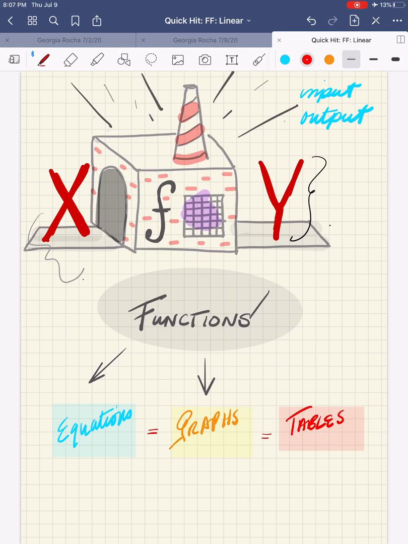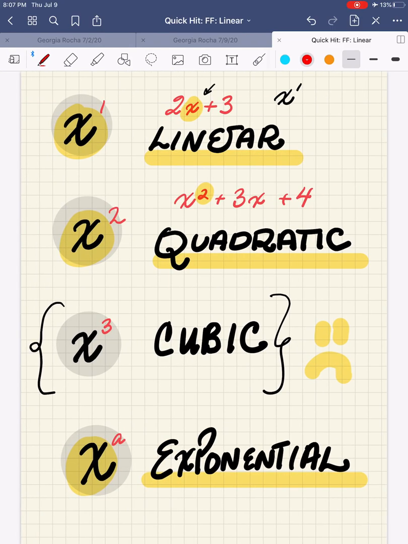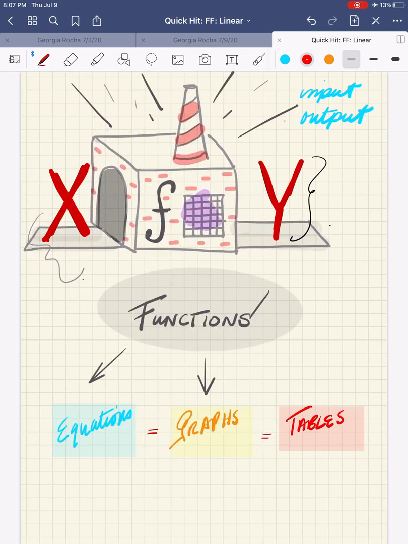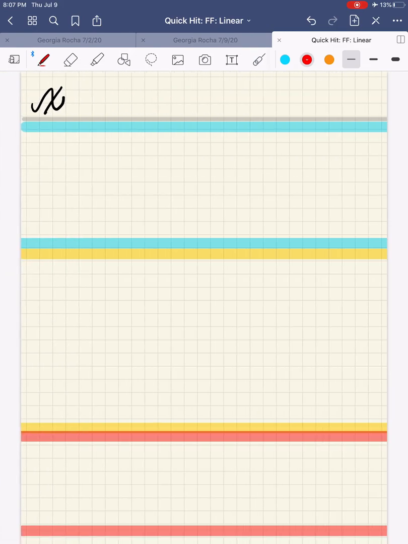So to best illustrate this, we need to talk about the families of functions. Functions are differentiated by the degree of x in the polynomial. So when x is to the first degree, it is linear. When it's the second, it's quadratic. When it's the third, it's cubic. And when it's to a variable degree, meaning anything from 4 to infinity, we call that an exponential function. Well, today we're going to focus on the linear family, particularly its portrayal as an equation, as a graph, and as a table. Let's get to it.